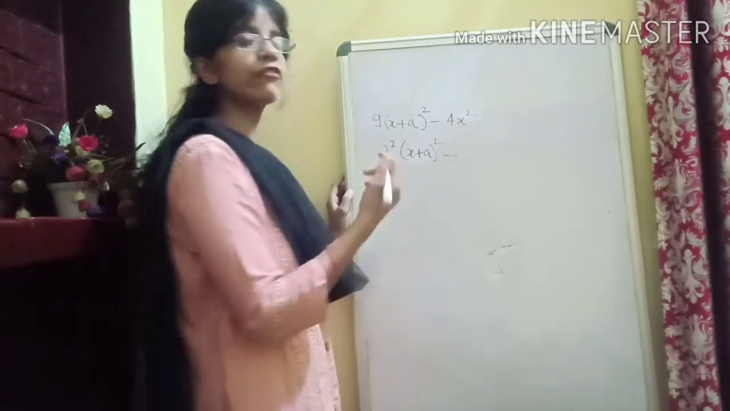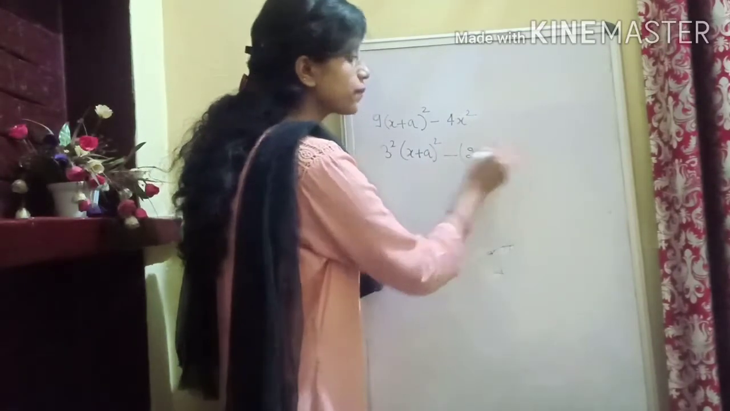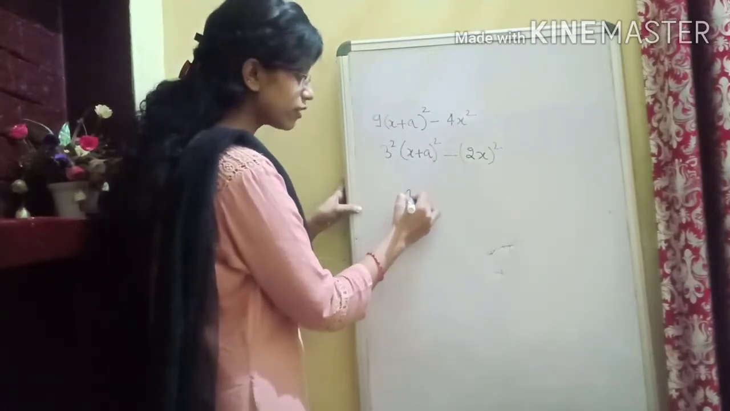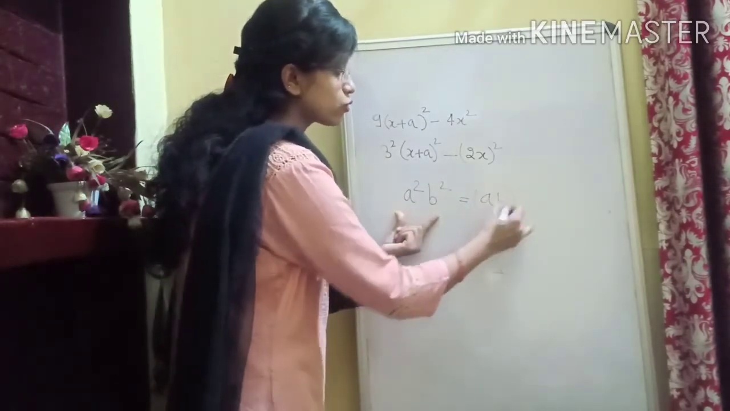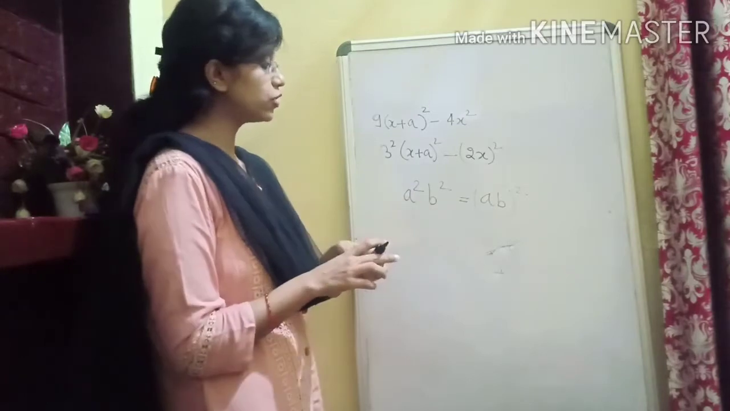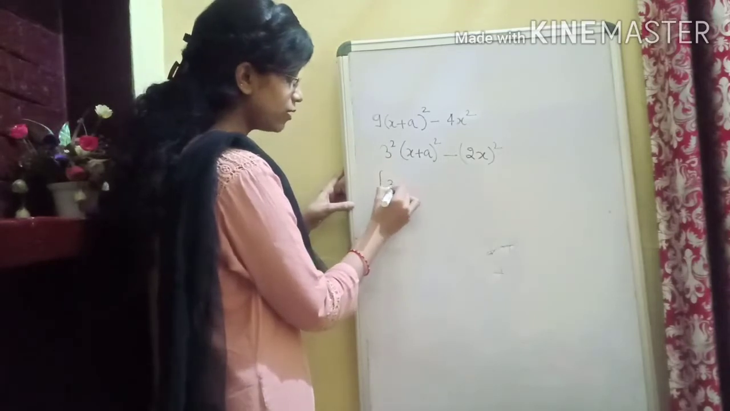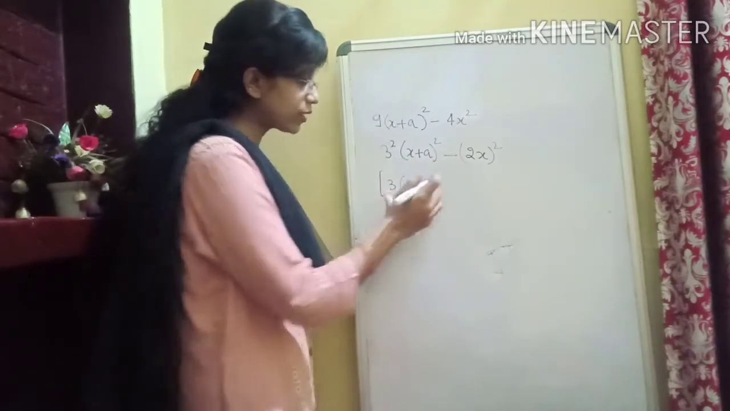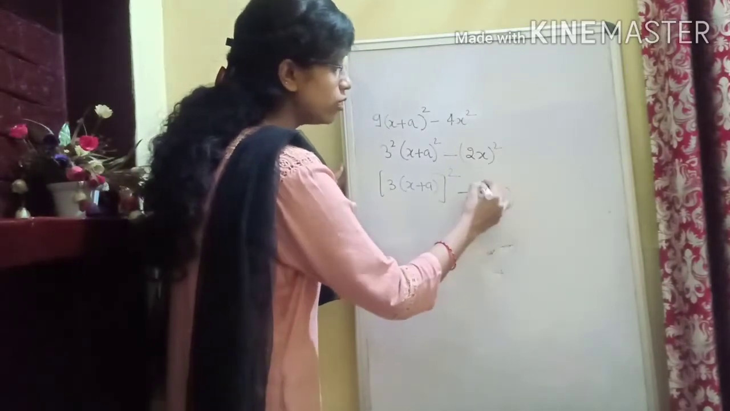Now minus 4x square: 4 is a perfect square of 2, so I'm directly writing it as 2x square. Is it okay? Now you see, this is 3 square and x plus a square. As you know, if it is a square and b square, we can write it as ab whole square, since both the terms have the same power and are in multiplication. So we can write it as 3 times x plus a, whole power 2, minus 2x whole square.